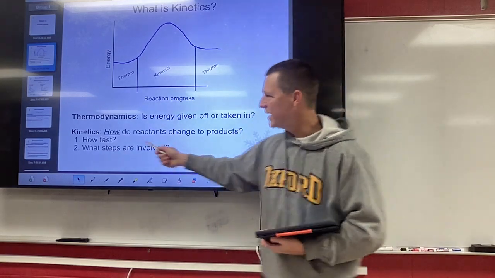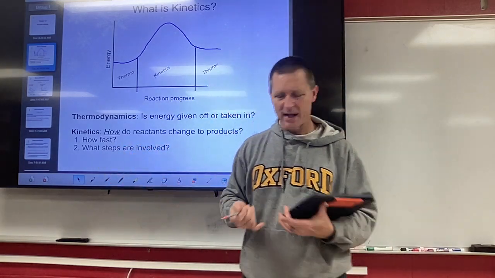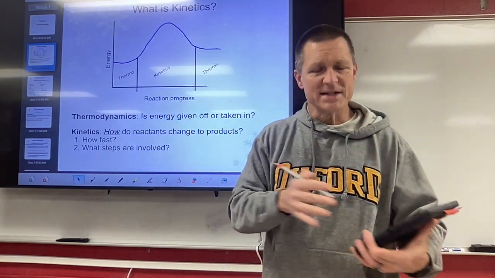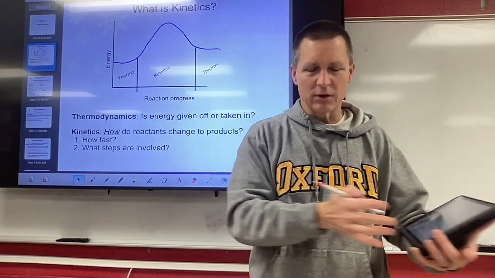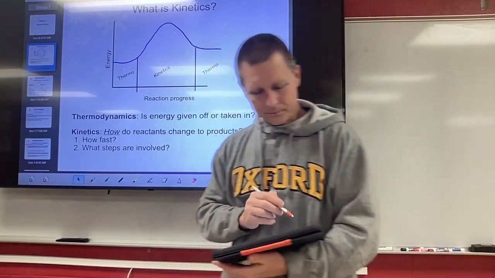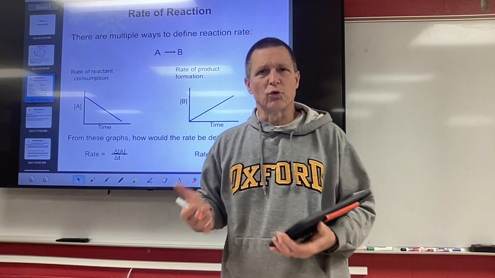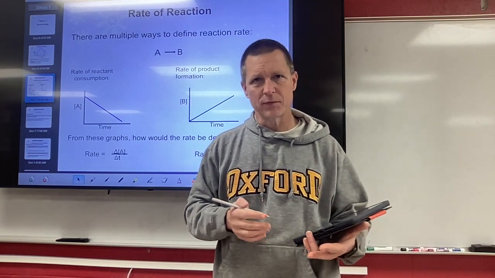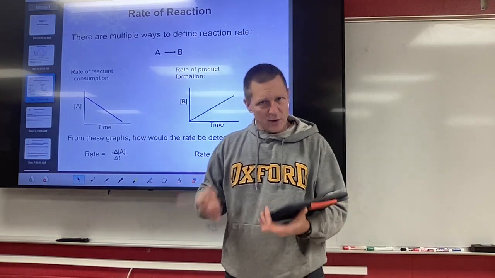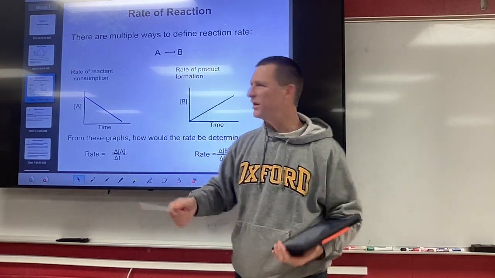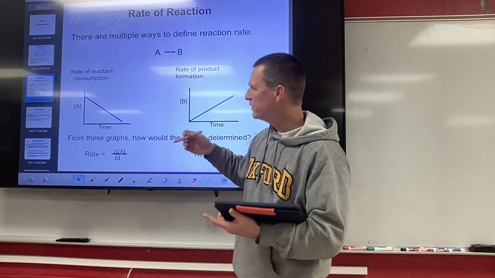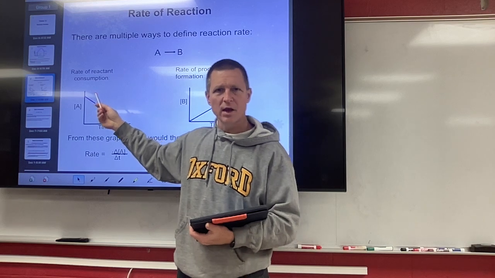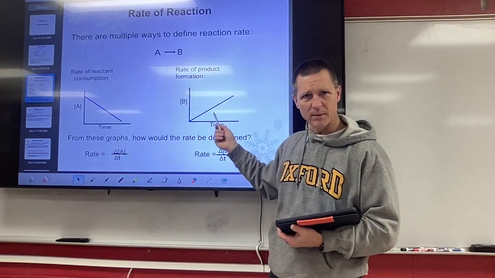So as you see on here, the kinetics has two components to it. How fast is the reaction going, and what are the steps? What is the reaction doing as it goes from reactants to products? Now there's two ways. We talk about the rate of a reaction, how fast a reaction is going. Rate is always a change over time. So there's two different ways for a reaction that we can determine. And really it's the same thing, but two different things that we can measure. You can measure how fast the reactants are being used up or how fast the products are being made.